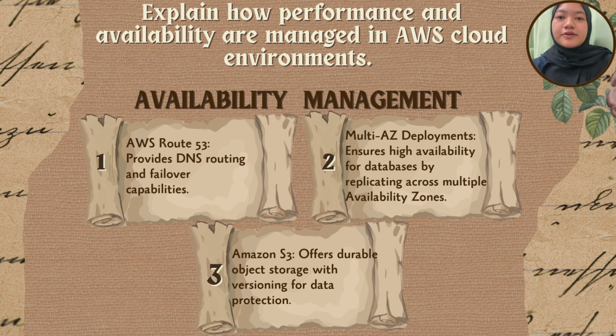Next, for availability management, first, AWS Route 53. It provides DNS routing and failover capabilities. Second, multi-AZ deployments. It ensures high availability for databases by replicating across multiple availability zones. Third, Amazon S3. It offers durable object storage with versioning for data protection.